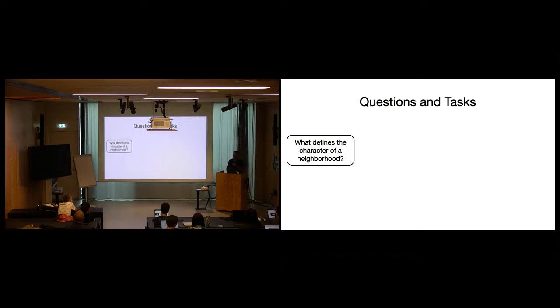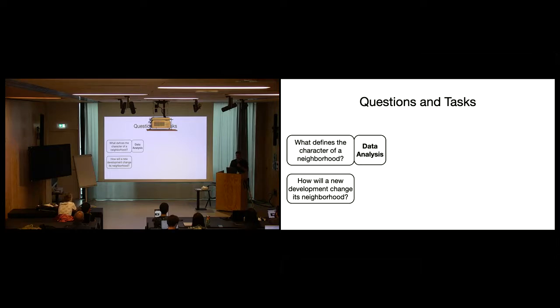The first one is, what defines the character of a given area or neighborhood of a city? What's working there, what's not there, and how? If I understand that, maybe I can define what should be built in a particular location. And once you know that, I would like to see or to simulate a new development. So I'm going to build a new tower here, and how would this impact the neighborhood of this new development? We call these the data analysis and impact analysis tasks, just to reference them later.